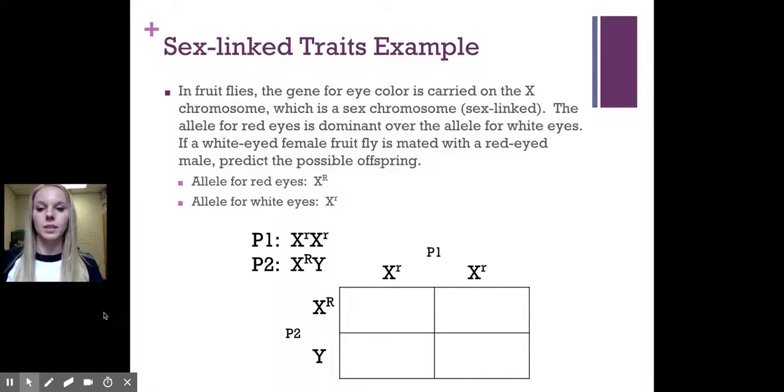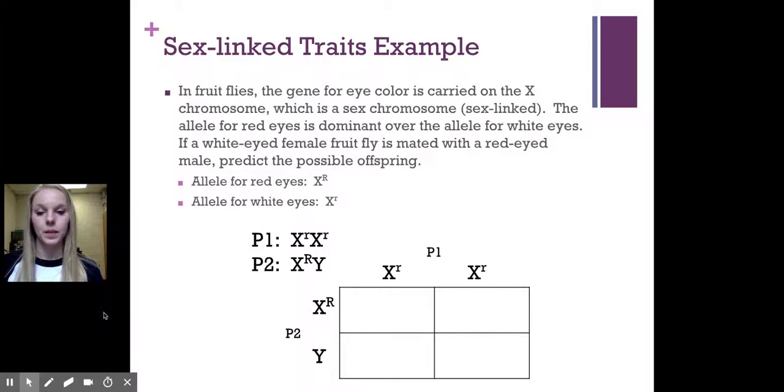So let's do an example together. In fruit flies, the gene for eye color is carried on the X chromosome, which is a sex chromosome, making it sex-linked. The allele for red eyes is dominant over the allele for white eyes. If a white-eyed female fruit fly is mated with a red-eyed male, predict the possibility of the offspring. So the allele for red eyes, because it's on the X chromosome, you have a big X with a big R. And the allele for white eyes, you have a big X with a little r.